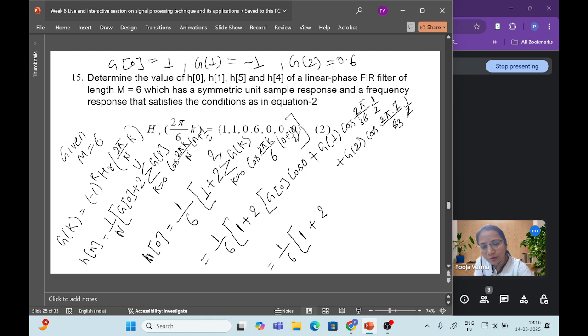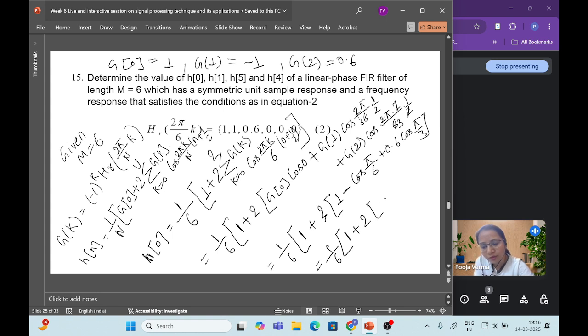1 plus 2. If you further just solve it, you will get cos 0 is 1, G0 is also 1. So 1 minus, G1 is minus 1, right? So minus 1 into cos pi by 6. So minus cos pi by 6. G2 is 0.6, right? Cos pi by 3. Okay. So 1 by 6, 1 plus 2.